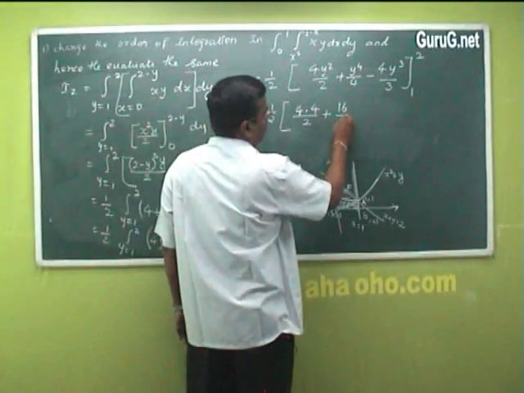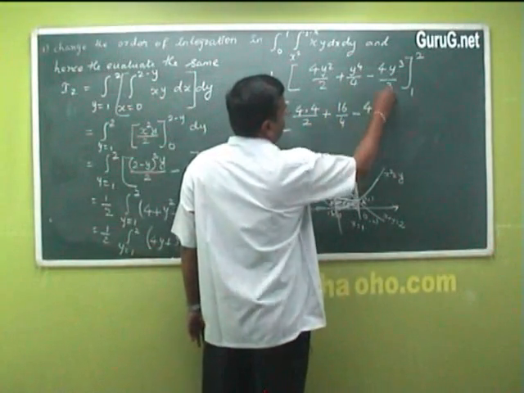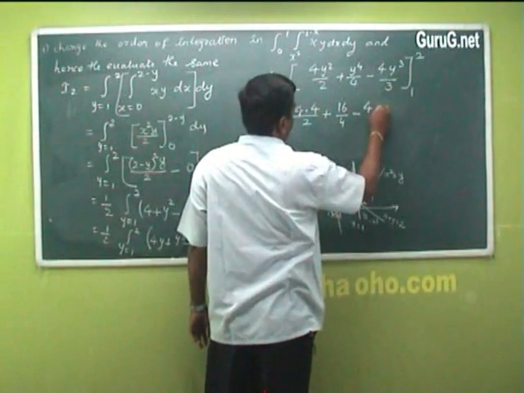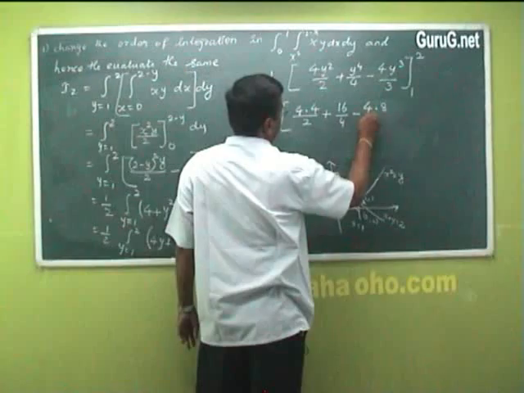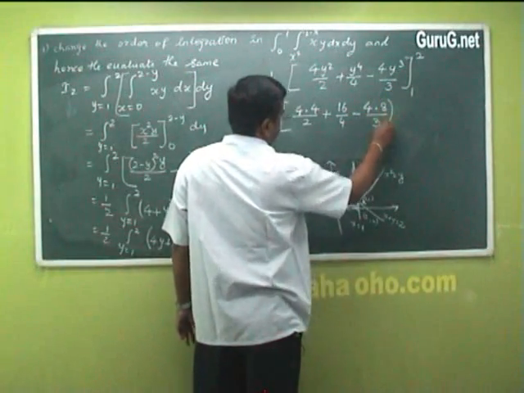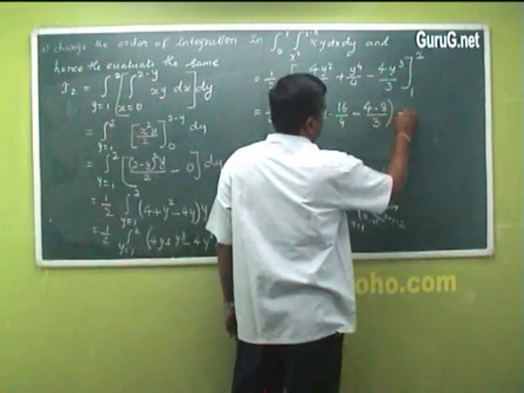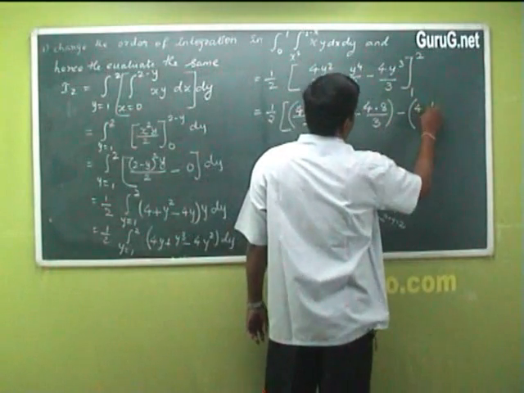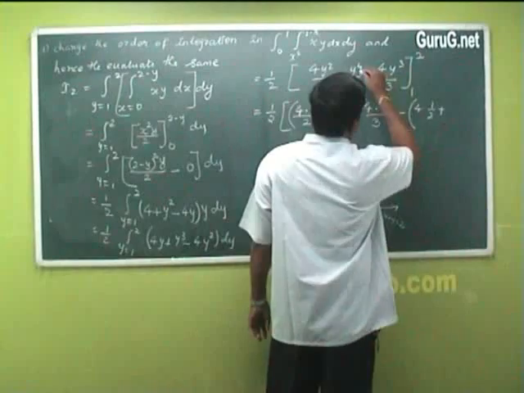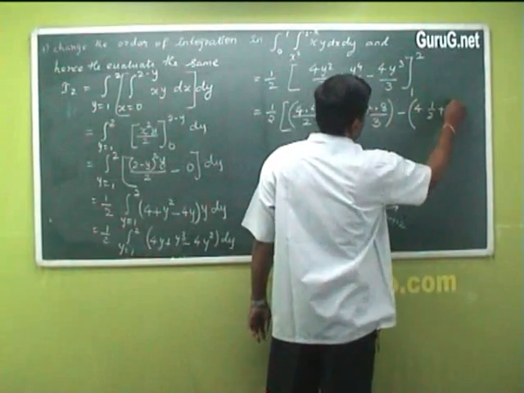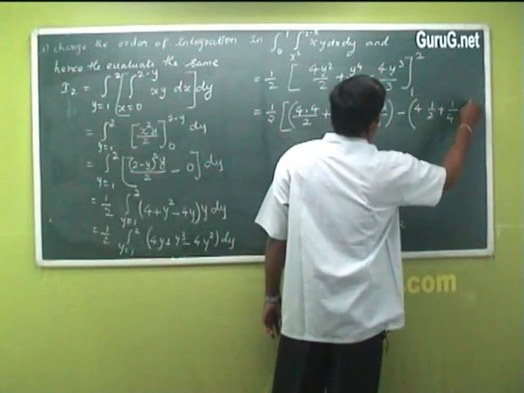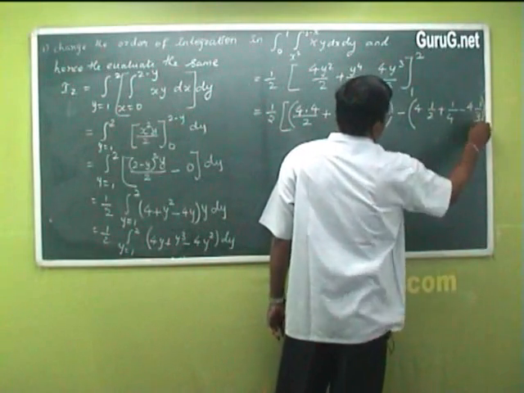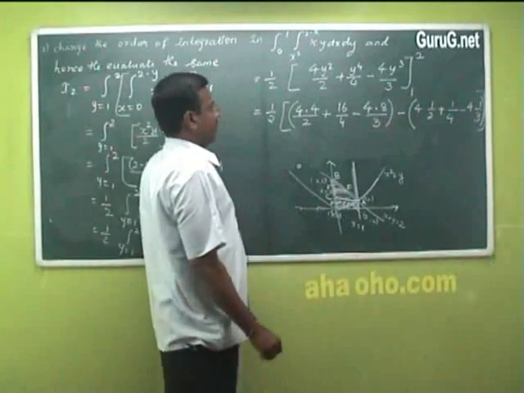16 divided by 4 minus of 4 into y cube. Y value equal to 2. Therefore 2 cube. 2 cube is nothing but 2 into 2 into 2, that is 8 divided by 3. I have substituted the upper limit minus the lower limit. The lower limit is 4 into, this is 1 by 2 plus y power 4, that is 1 power 4, which is 1 by 4 minus 4 into y cube, that is 1 by 3. Now I have substituted the upper and lower limits.